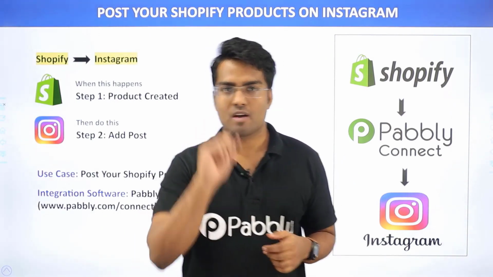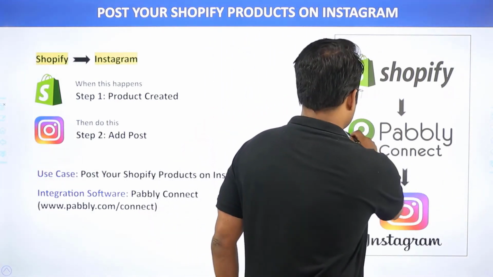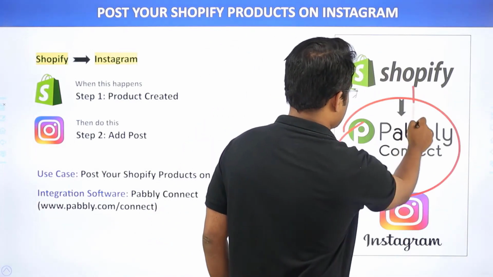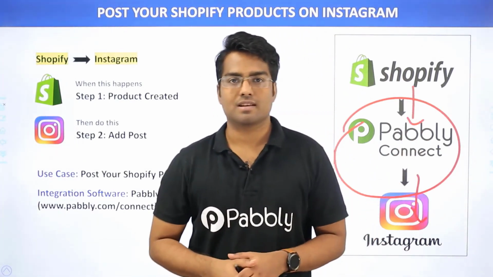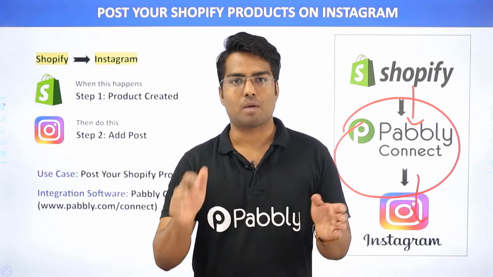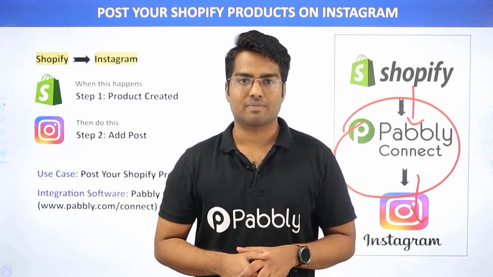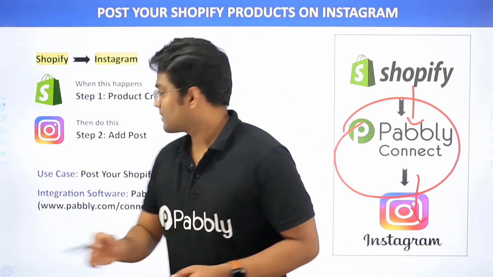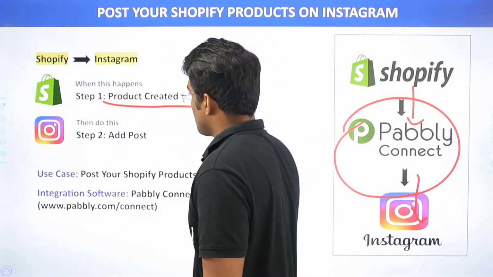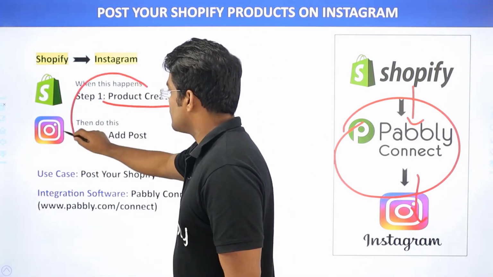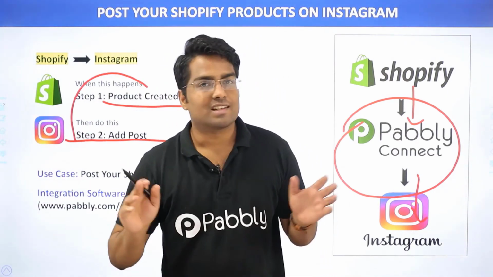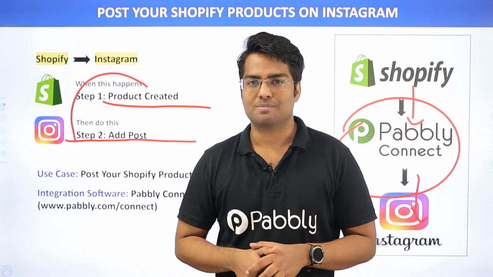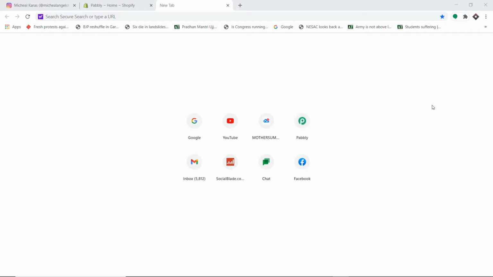So in this video, we will be using Pabbly Connect to integrate Shopify and Instagram. And the best part of using Pabbly Connect is there is no need for coding skills or programming knowledge. It can be done easily. So what Pabbly Connect does is, when a new product is made in Shopify, it will send this data to Instagram so that it will automatically add a post. Now this little integration can be done in few easy steps. Let me show you on my screen.